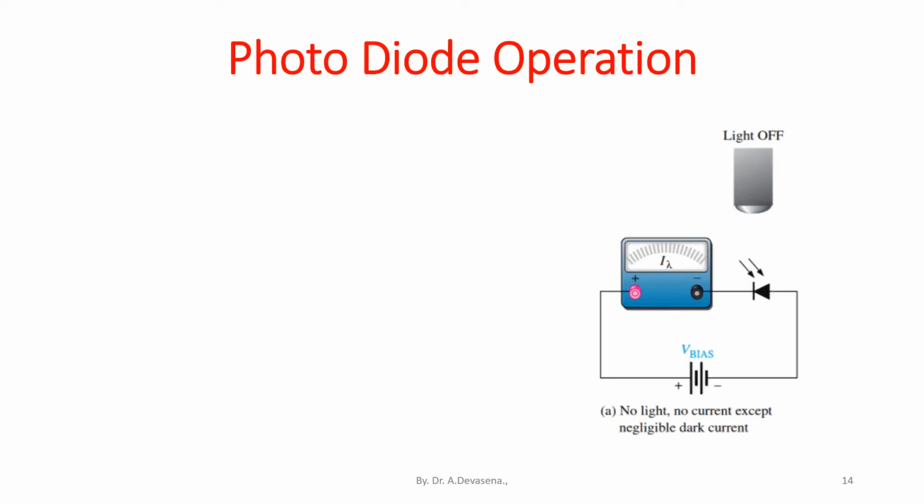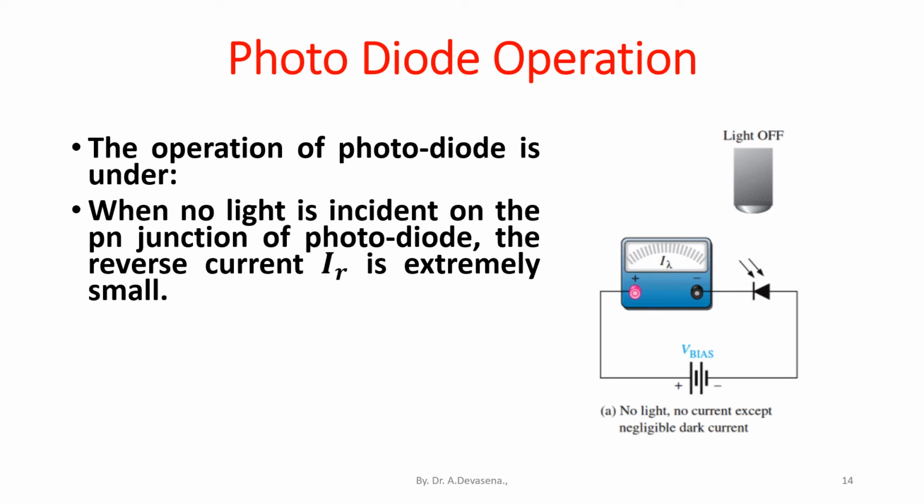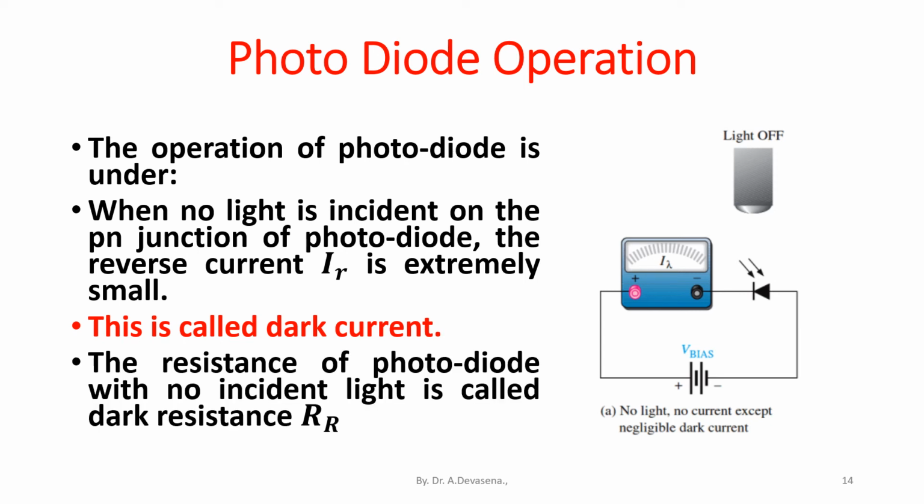Let's discuss about the operation of the photodiode. When no light is incident on the PN junction of the photodiode, the reverse current I suffix R is extremely small. This is called dark current. The resistance of photodiode with no incident light is called dark resistance R suffix R.